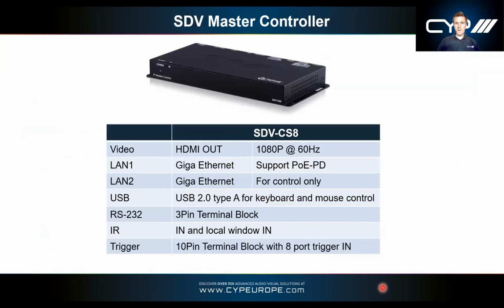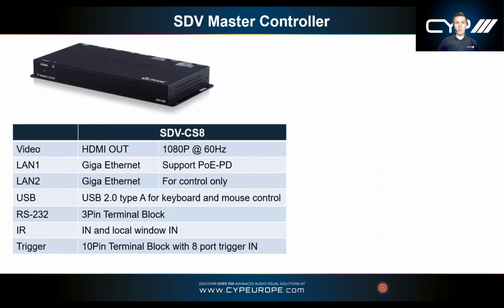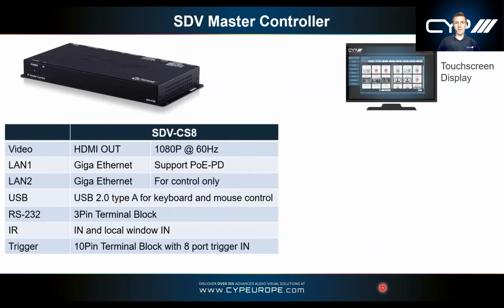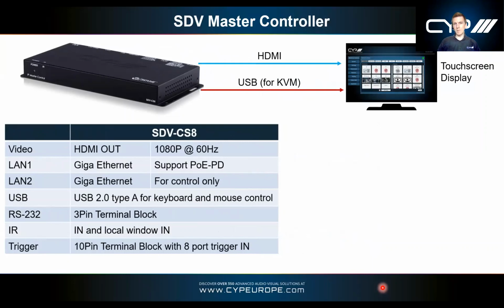And then just quickly looking at the controller, the SDV-CS8. Many of you are probably familiar with our CS7, which is the 1 gig unit. In terms of the look, the hardware looks very similar, and it operates in a similar way as well. If you wanted to use it with a touchscreen, you can connect the controller directly to a touchscreen with an HDMI cable for video and a USB cable for the touchscreen functionality.